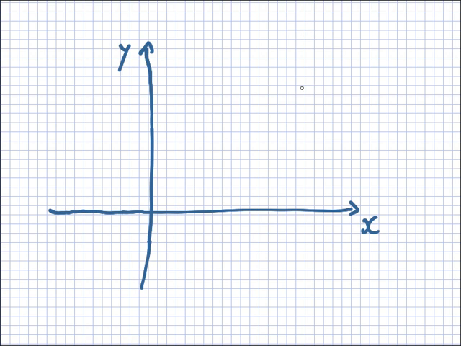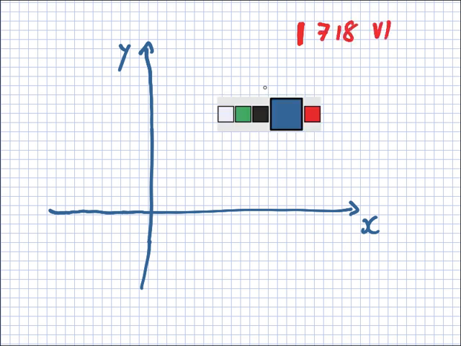Hang on, my pen's not working. So you've got, oh, interesting. You've got like 3 things going on there. Yeah. All right, let me just write the number down. This is 1718 version 1. Okay, so let me draw this.